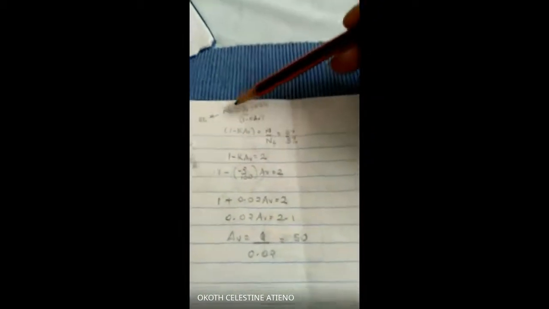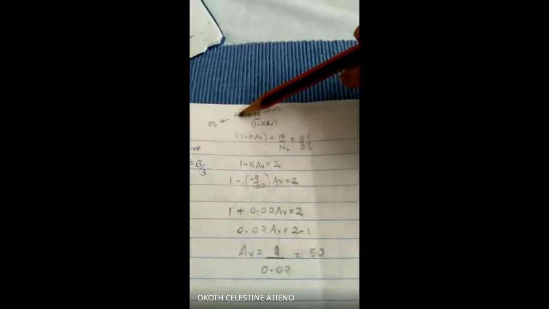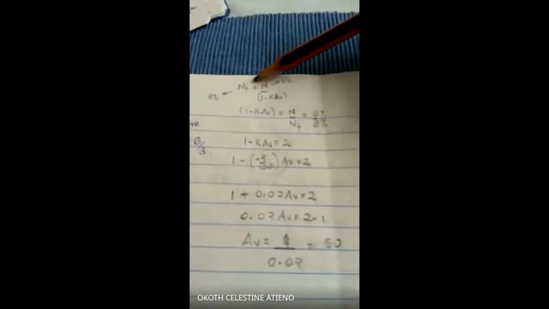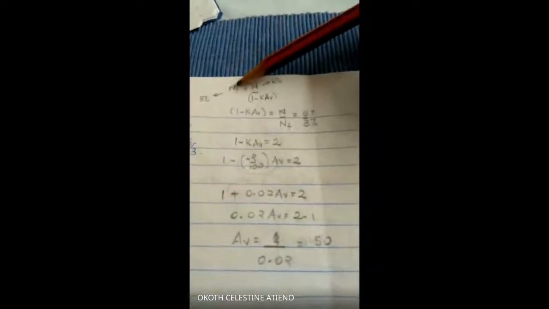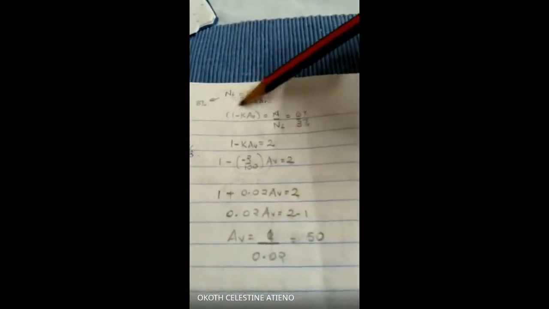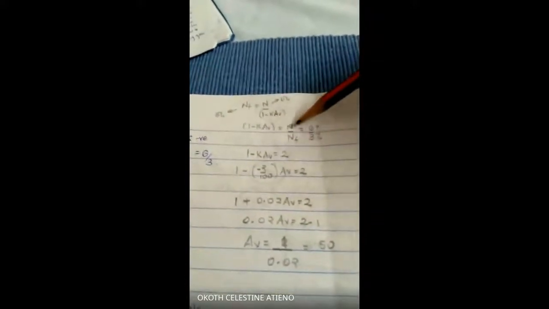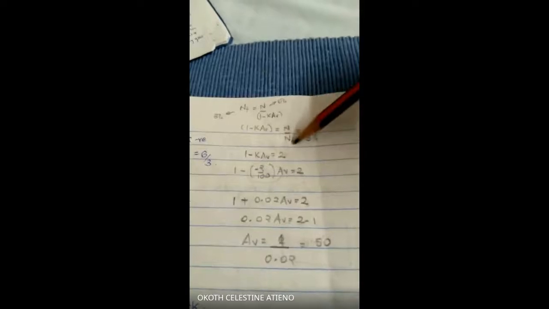Okay, so let me just go through this slowly. So I came and said that this is 3%, this is 6 here. So I made this the subject, bringing this up and bringing this one down. So I have that N over NF, 6% over 3%.